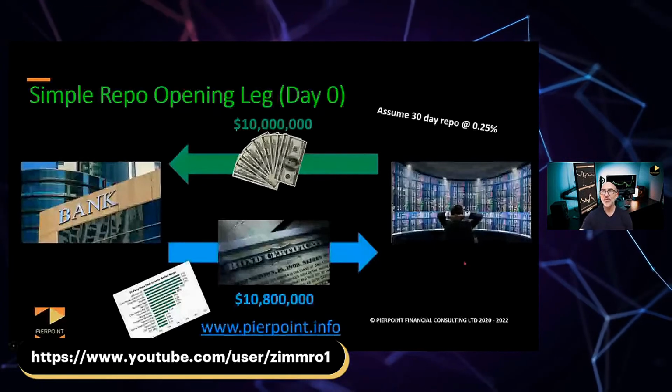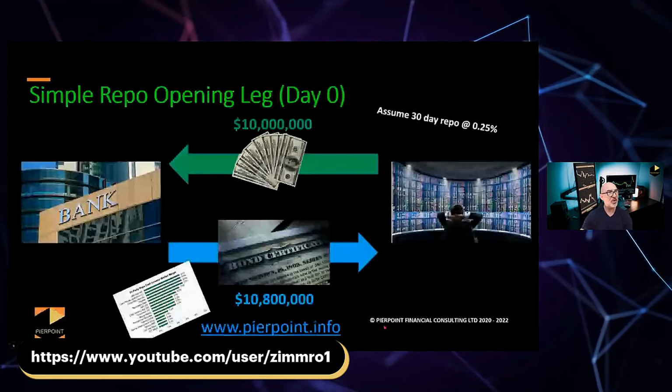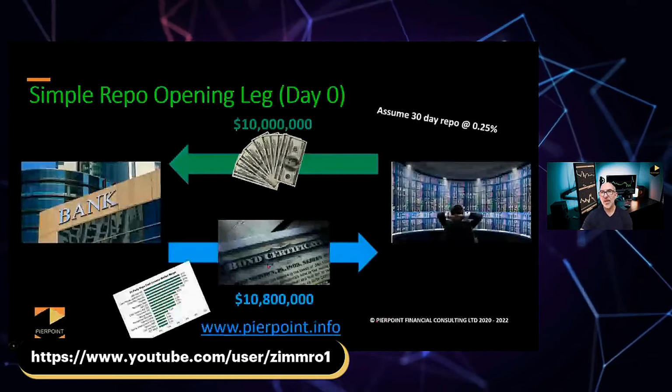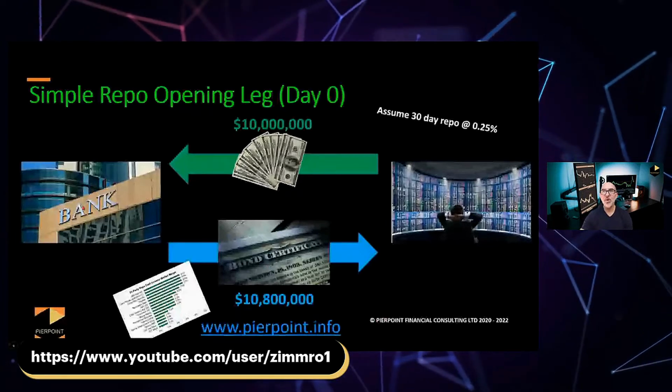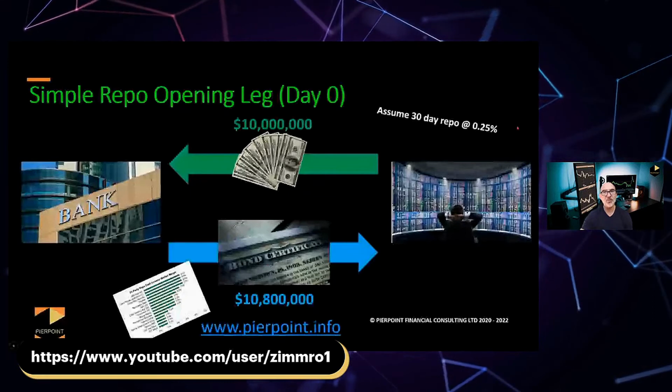We have a cash-rich investor sitting back looking at their screens, trying to figure out what they're going to do with that cash. And so they agree to transact. The bank wants to borrow $10 million. The repo rate for 30 days is 0.25%.